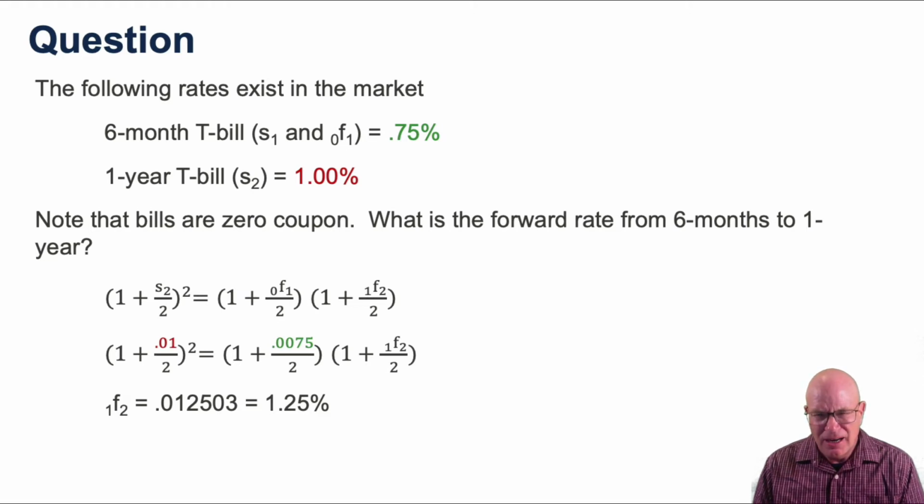All right, I want you to notice something. Our 6-month T-bill rate is 0.75, and our 1-year spot rate is 1. Our forward rate from 1 to 2 has to be greater than 1 for this all to work out. If it wasn't, there would be no way for the spot rate to be above. It has to be above 1, otherwise you can't get to 1.